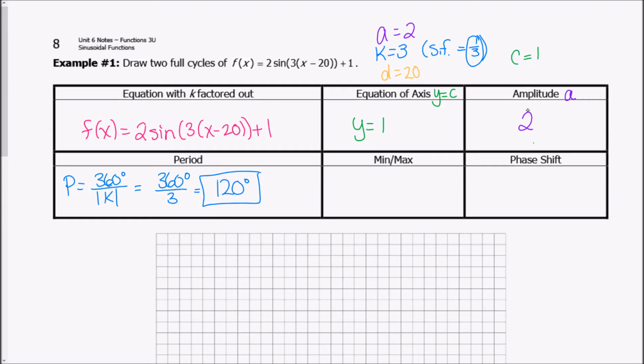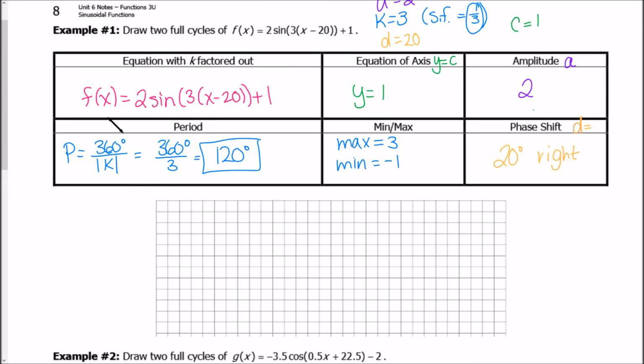Now, if our axis is 1, and our amplitude is 2, then our maximum is going to be 2 above 1. So we're going to say that our max is 3. And then our minimum value is going to be 2 below 1. So our minimum will be -1. Okay, and then remember, your phase shift is always going to be whatever D is. So here it's going to be 20 degrees because it's positive. It's going to go to the right.